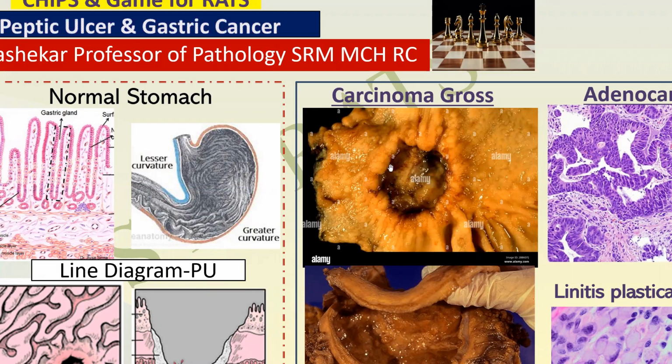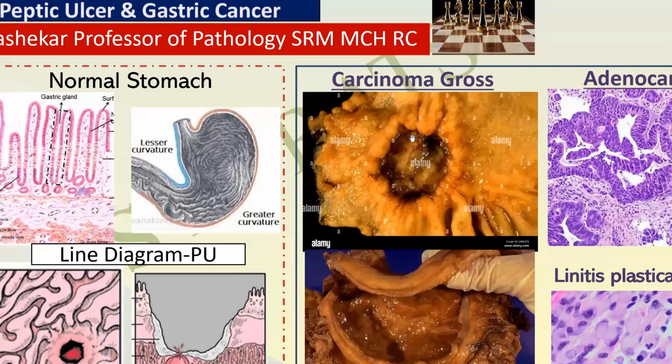Sometimes the edges can be undermined, and sometimes there can be a heaping up of the margins at the edges. This is one form of gastric carcinoma.